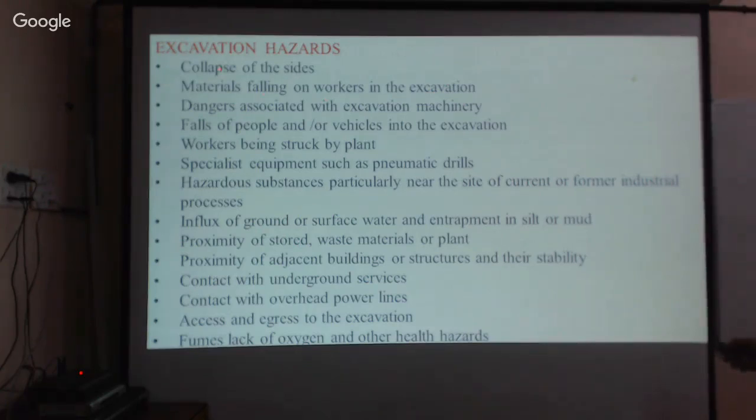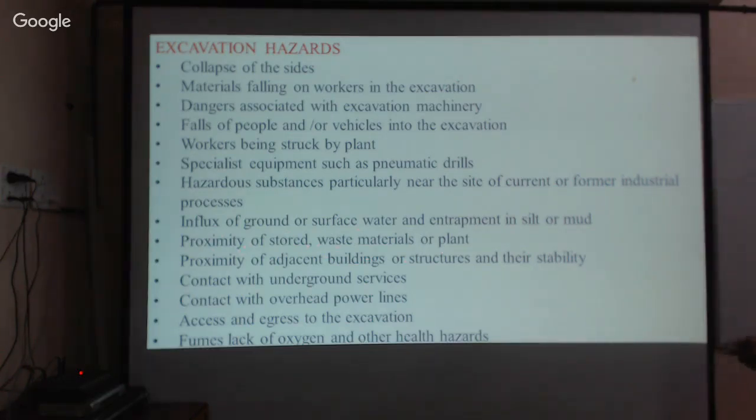The excavation hazards: collapse of the sides, materials falling on workers in the excavation, dangers associated with excavation machinery, falls of people and vehicles into the excavation, workers being struck by plant, specialist equipment such as pneumatic drills, hazardous substances, particularly near the site of current or former industrial processes, influx of ground or surface water, and entrapment in silt or mud. Sometimes this is possible; people can get stuck in the mud.